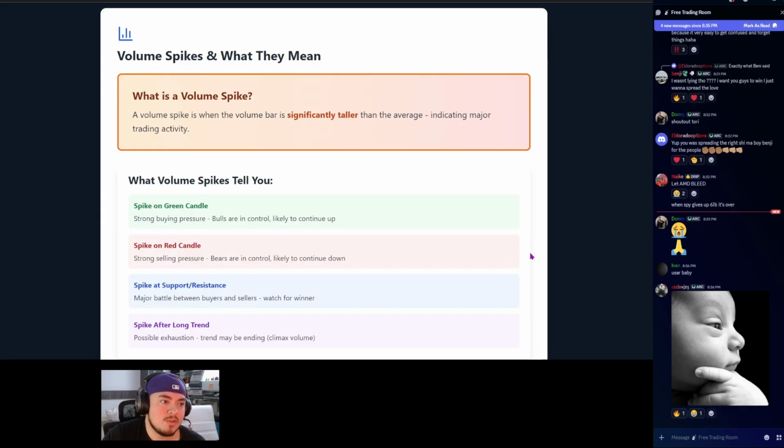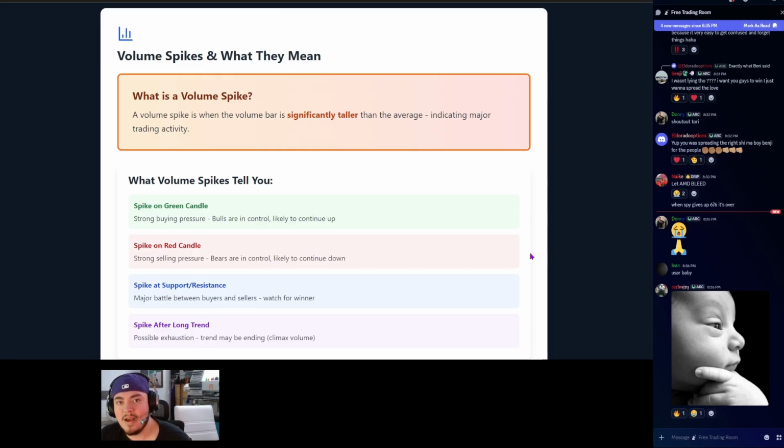So, volume spikes and what they mean. What is a volume spike? A volume spike is when the volume bar is significantly taller than average, indicating major trading activity. What a volume spike tells you: a spike on a green candle shows you that there's strong buying pressure, right? Bulls are in control, likely to continue up. A spike on a red candle, strong selling pressure. Bears are in control, likely to continue down.